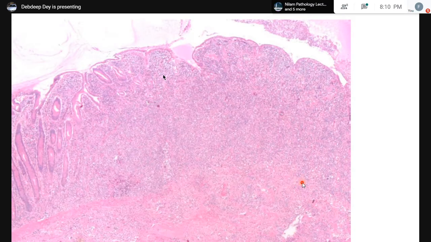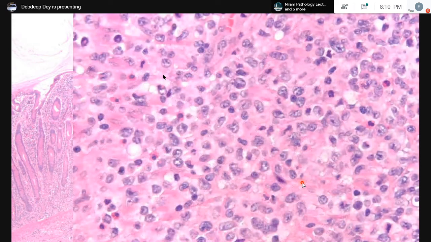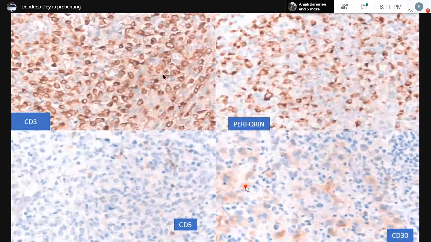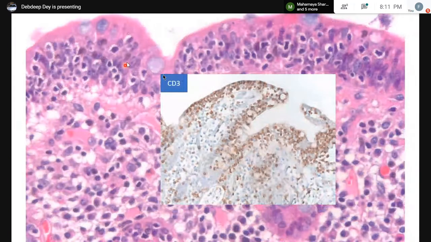So this is a case of small intestine with a diffuse infiltrate, very pleomorphic looking large cells with these eosinophils here and there, irregular nucleoli. It's positive for CD3, perforin, which is a cytotoxic marker. Occasional cells are CD30 positive, and it's CD5 negative. Now, always look at the adjacent villi.